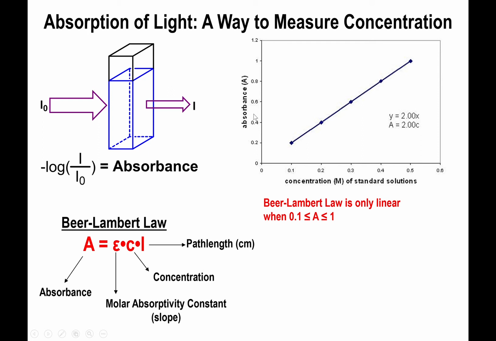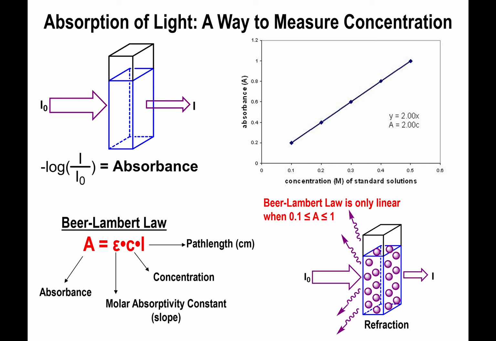Another thing that I want to point out right now is that graphs of absorbance versus concentration, also known as the Beer-Lambert plot, is best when the absorbance lies within 0.1 and 1. When the values are much less than 0.1 or much greater than 1, you get into situations where there is no linear correlation between the absorbance and the concentration.